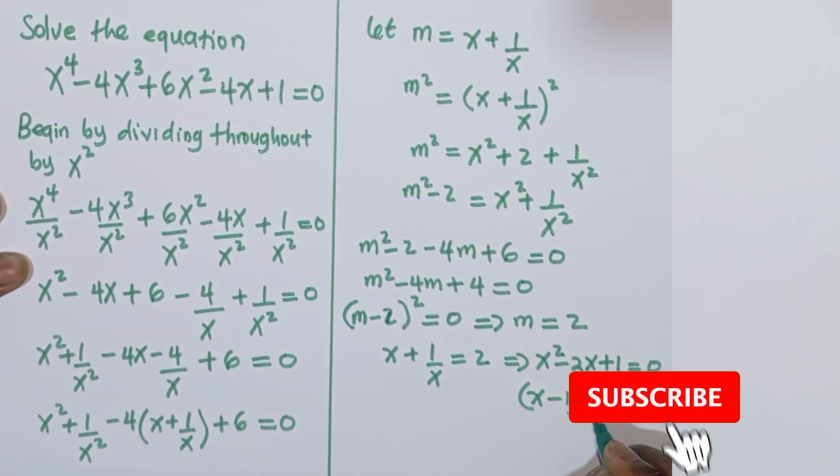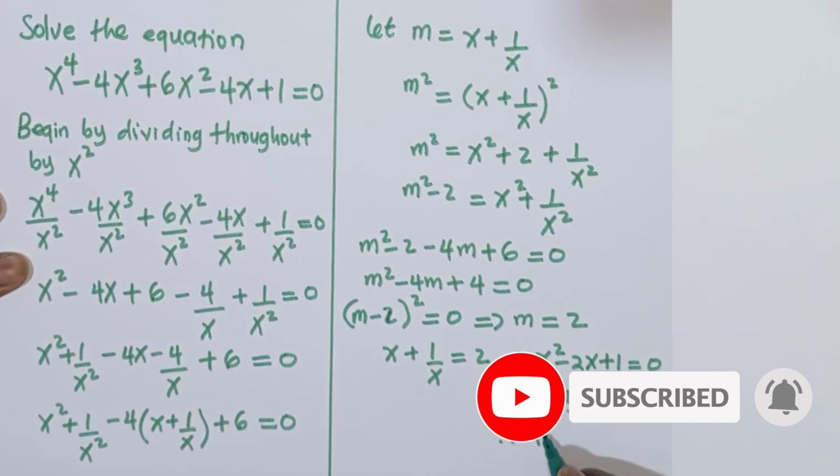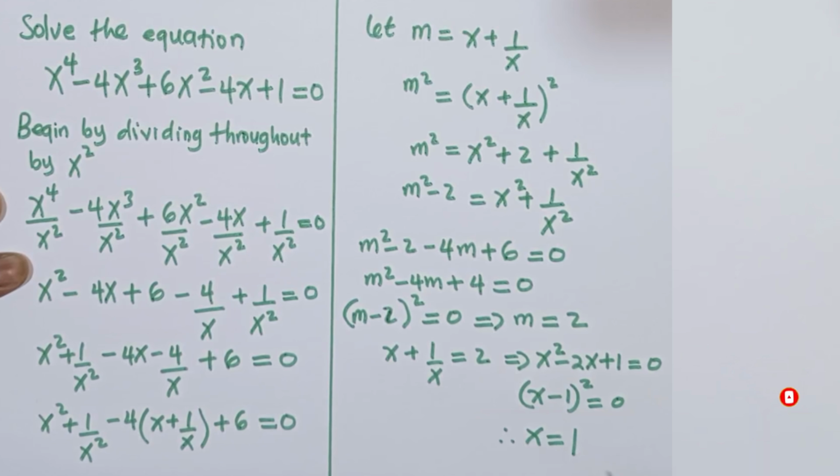So using factorization, you have x minus 1 squared is equal to 0. So therefore our x becomes 1.